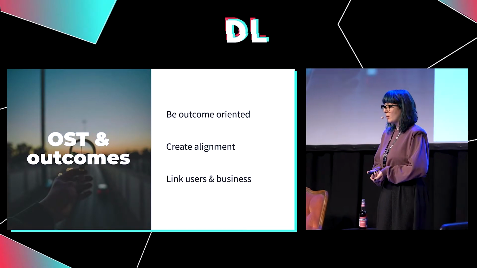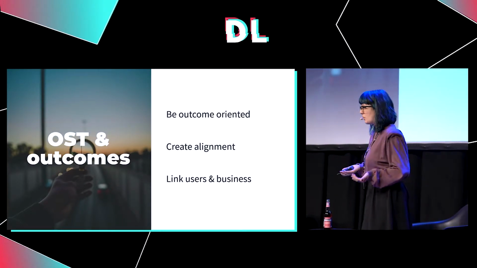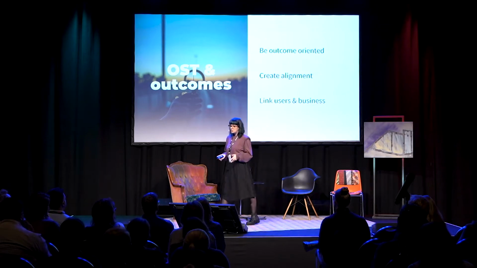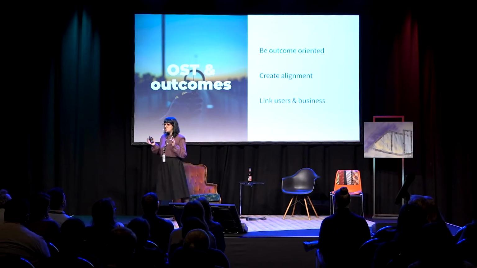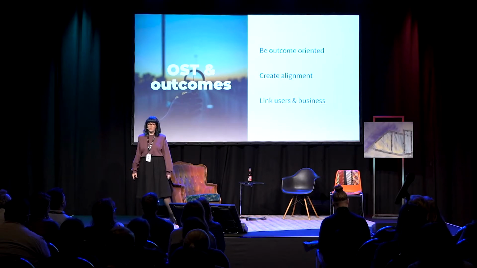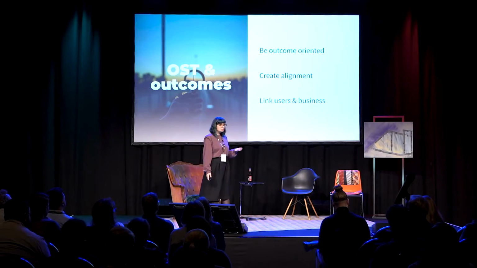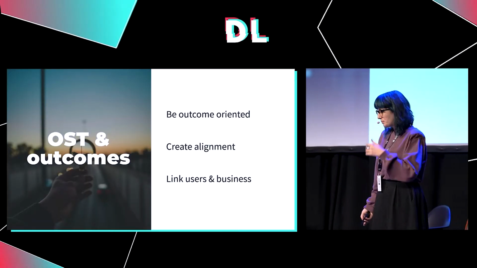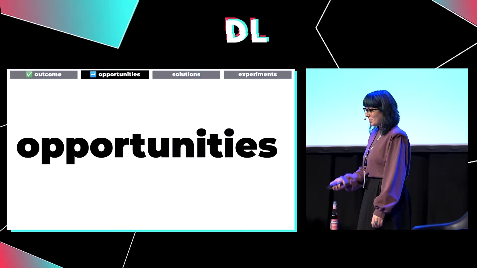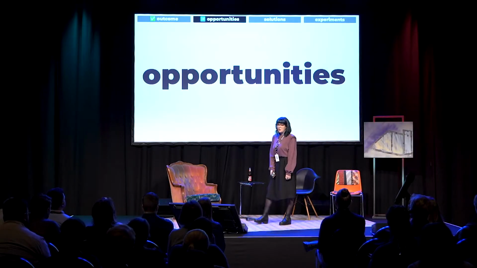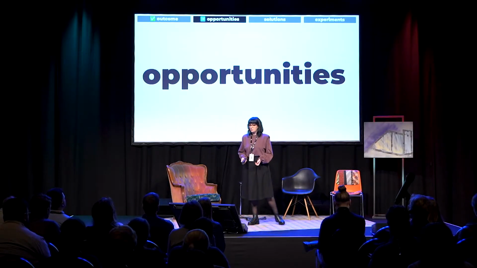When working with opportunity solution trees at the level of outcomes, the tree reminds you to be outcome-oriented because you literally cannot start a tree without an outcome. It creates alignment around the goal we are trying to achieve by putting it at the foundation of the tree, and it links users to the business by visualizing how user actions translate into business impact. And that's the most important part we start with. And then we are ready to continue with opportunities.